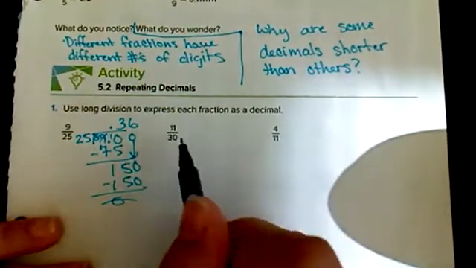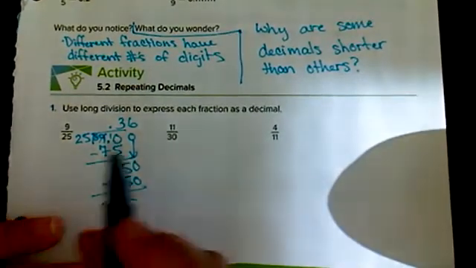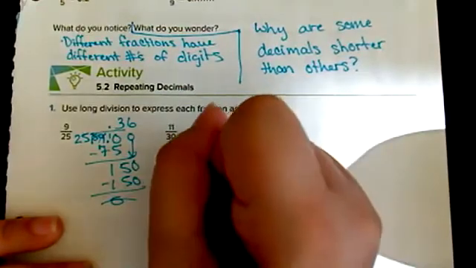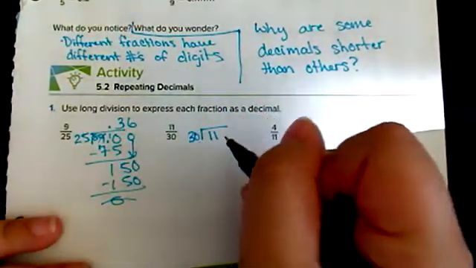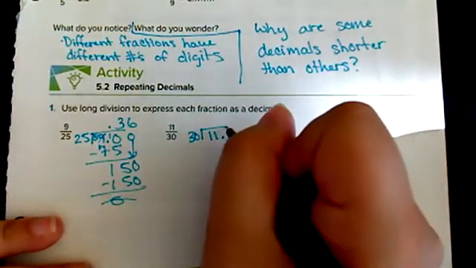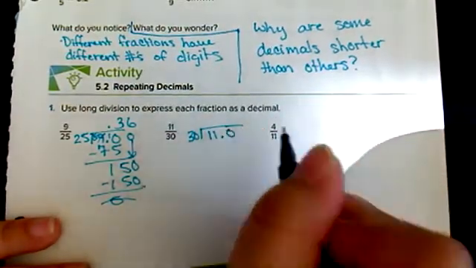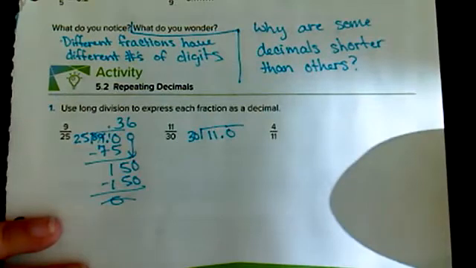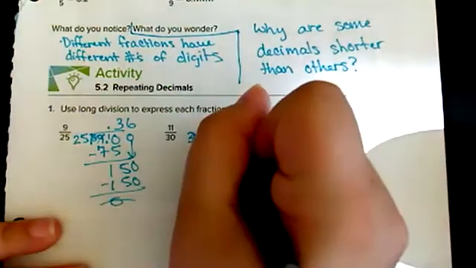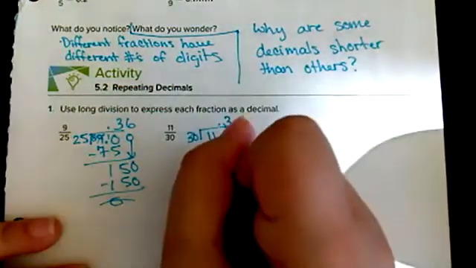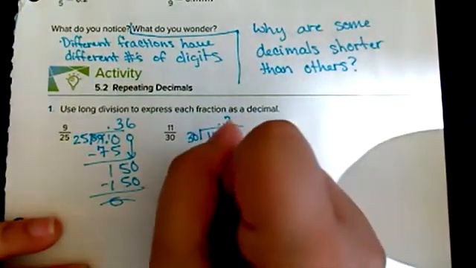All right, let's check the next one, 11/30ths. So on the outside, we're going to have 30, and on the inside, we're going to have 11. We're going to have to add a decimal because 30 isn't going to fit into 11, and add a 0. How many times might 30 fit into 110? So 30 can fit into 110 3 times. And that will give us 90.